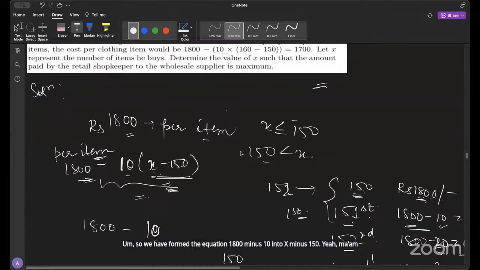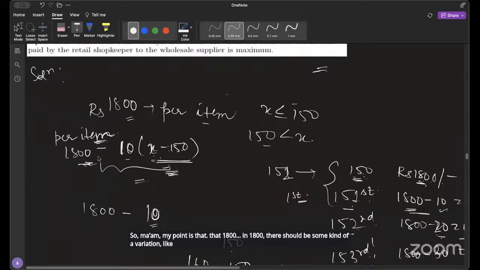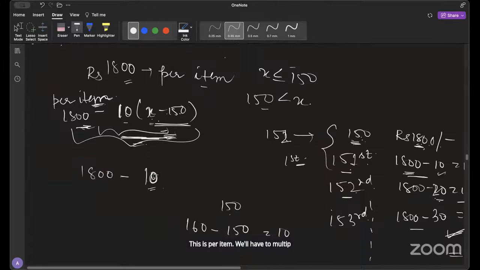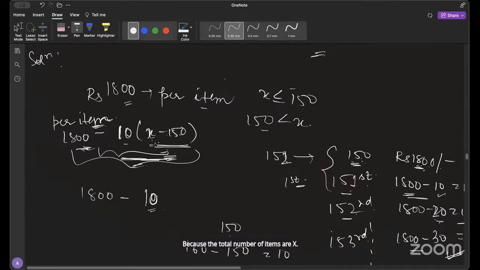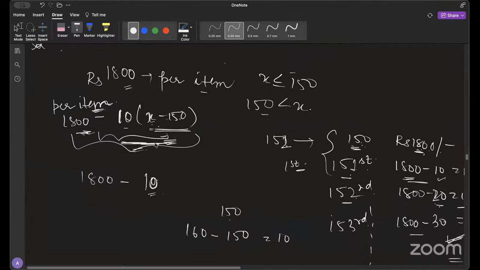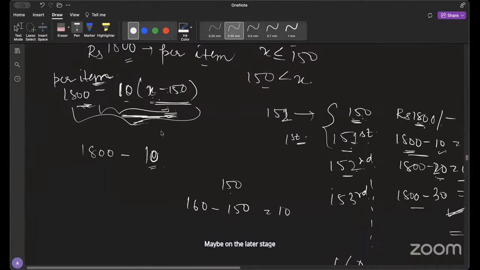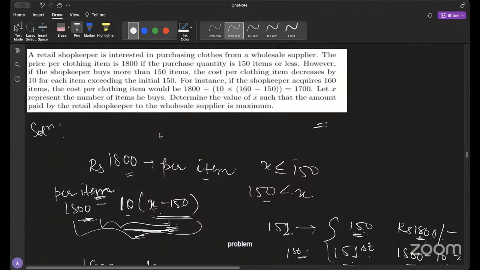Ma'am, my point is that in 1800 there should be some kind of variation, like multiplying by the number of items. This is per item. Yeah, this is per item. We'll have to multiply this whole thing by X, because the total number of items is X. Is it fine now? Maybe at a later stage I'll be able to elaborate my problem in a better way, I guess.